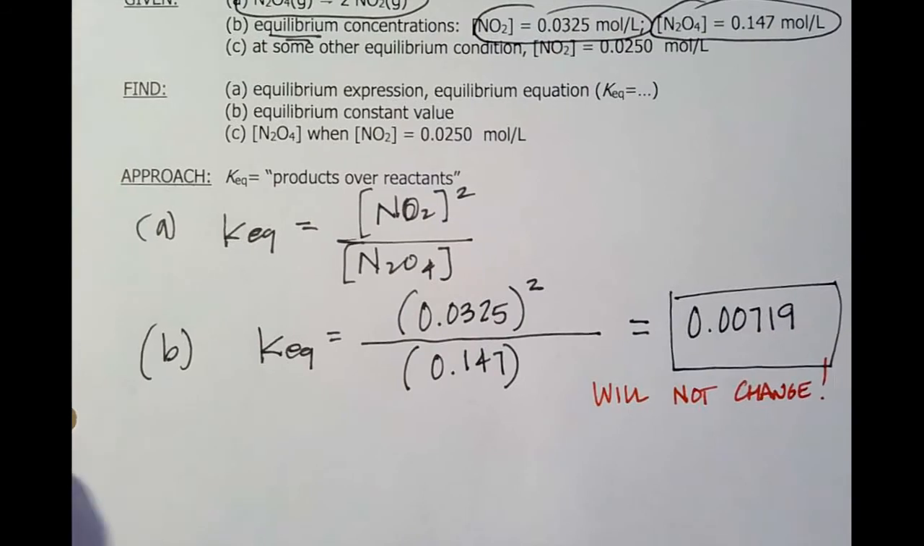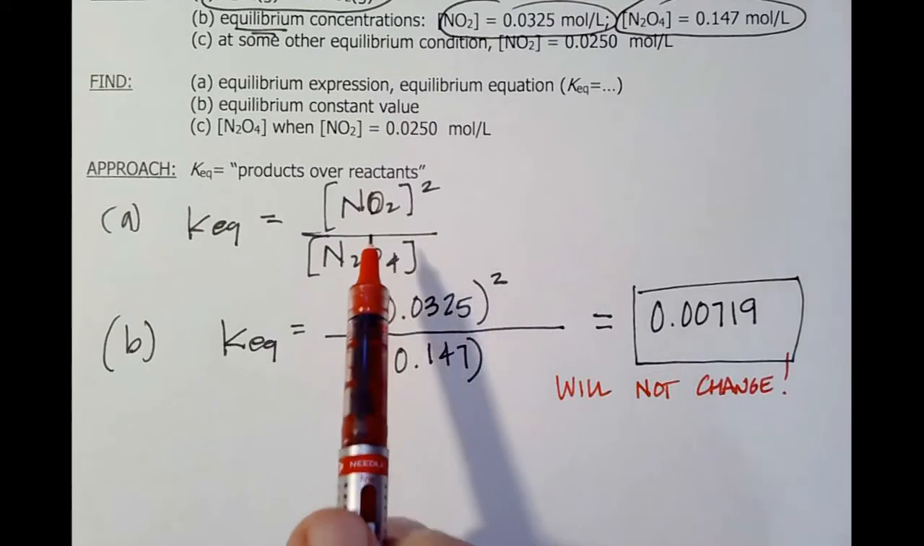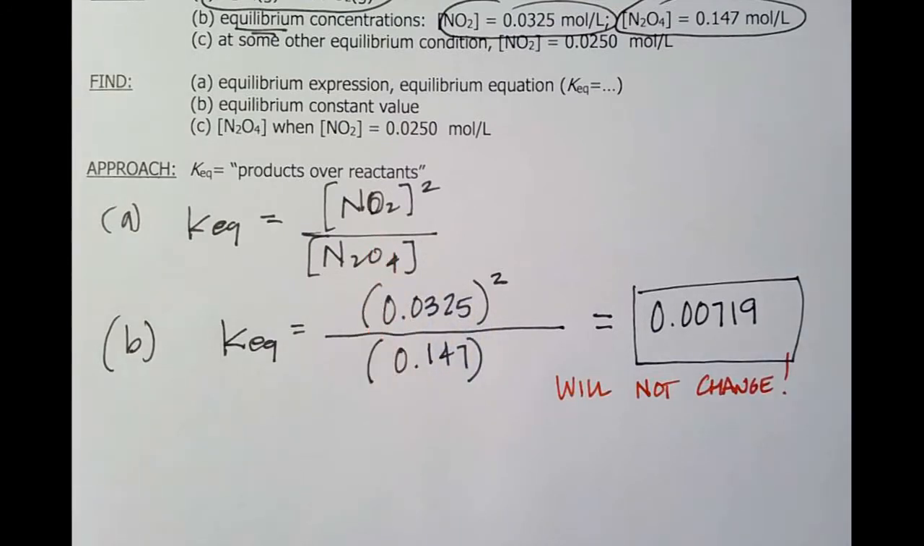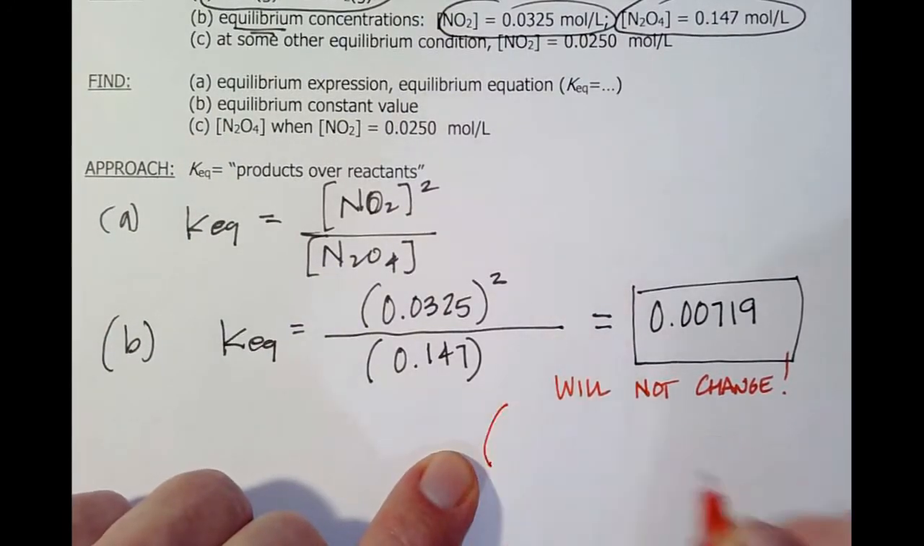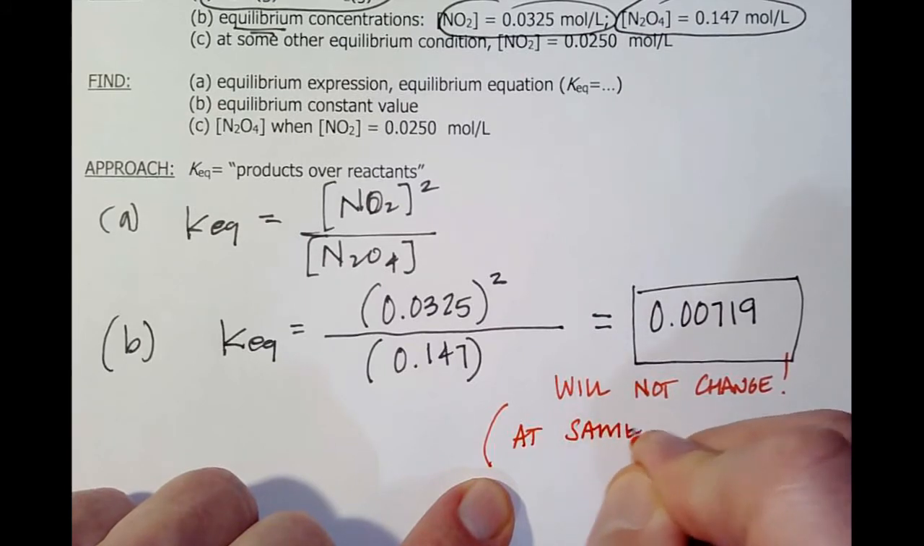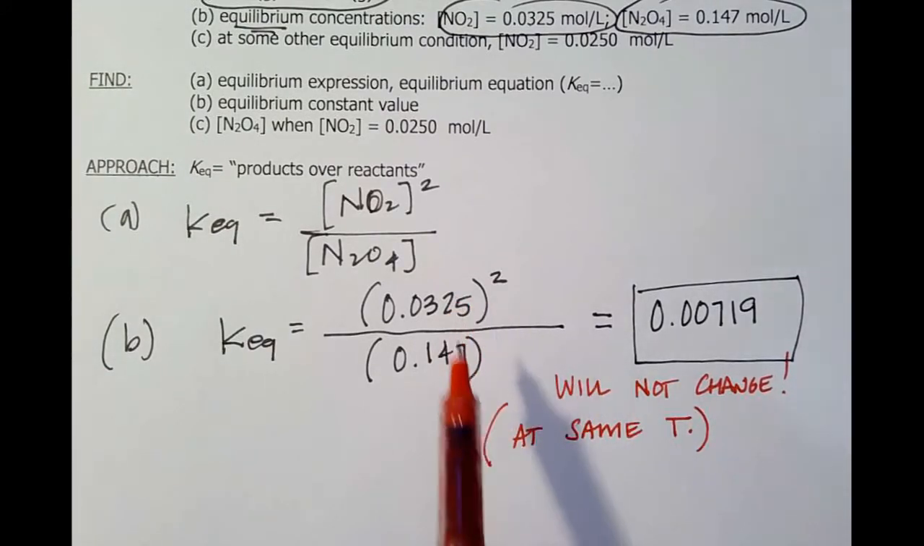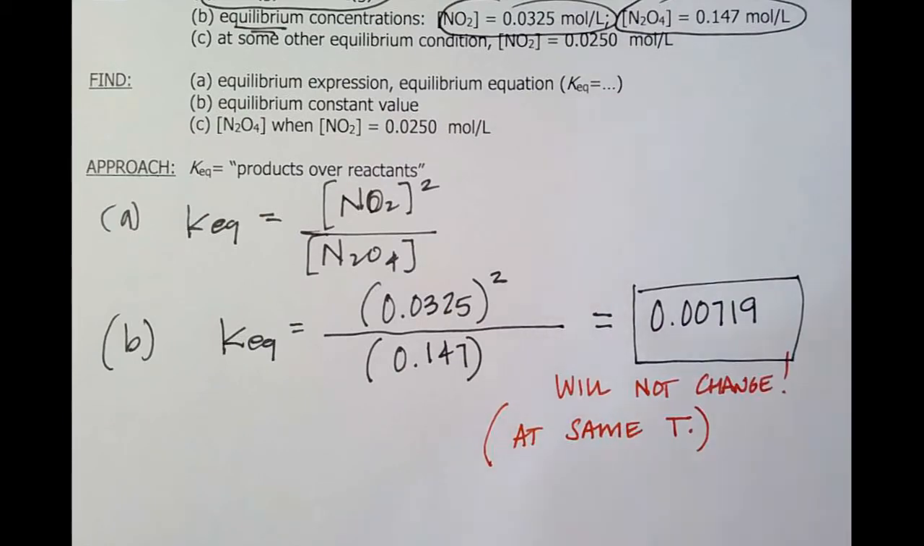That equilibrium constant will not change. I could have different concentrations of the NO2 and the N2O4, and I'm still going to find at equilibrium that relationship, that ratio, will stay the same. Now, I have to make one stipulation, one criteria: at the same temperature. If I don't change the temperature, I can put any mixture I want. Eventually, the forward and backward reactions will happen until it settles at that number.